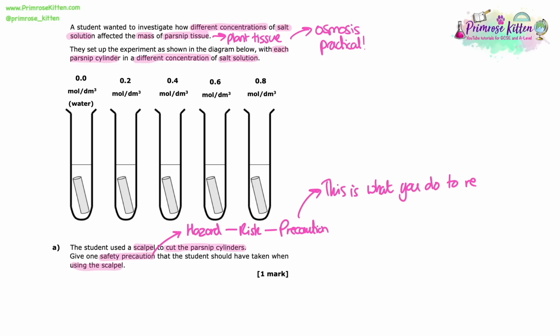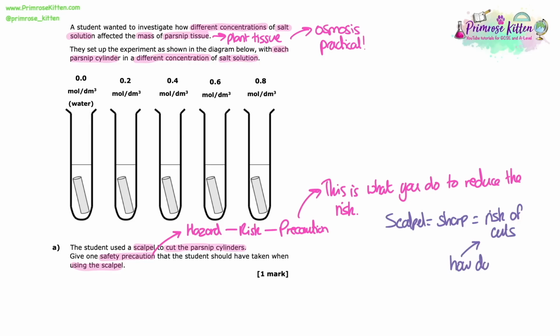This is the part where you write down what you would do to reduce the risk of harm or the risk of something happening. So in this case, we have to think about what would we do if we're using a scalpel. So the hazard is the scalpel. The risk is that it's sharp and therefore you could cut yourself. There is a risk of being cut. And so we need to give the precaution, what are we going to do, or what should the student do when using the scalpel to make sure and try and protect themselves or prevent themselves from being cut.